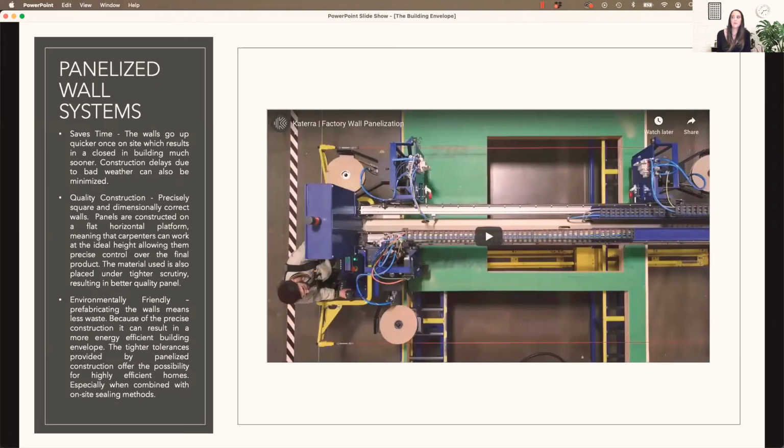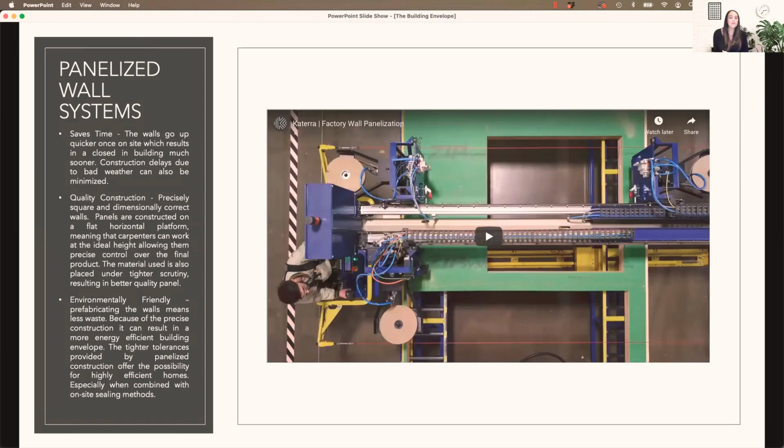And then I just want to talk about one other type of framing system that is becoming more and more common, especially in residential, which is panelized wall systems. So this essentially is when the whole framing system for the wall is created in a factory, and then the whole piece is shipped to the site and they just put it up.